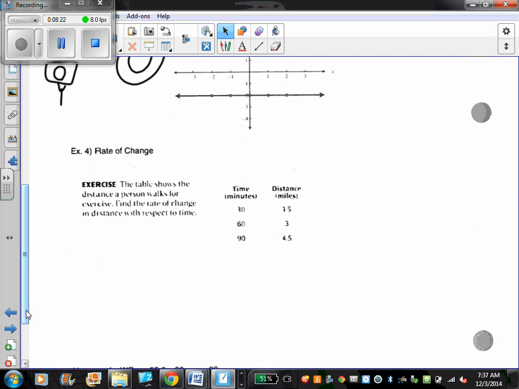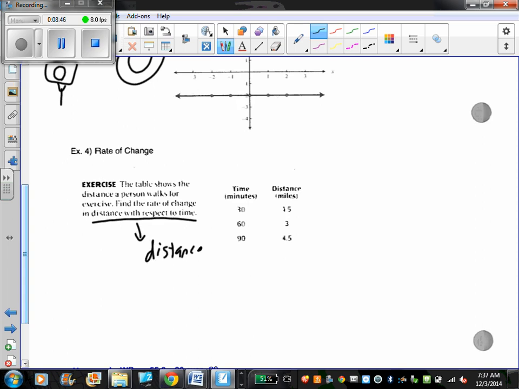Last example, rate of change. This table shows the distance a person walks for exercise. Find the rate of change in distance with respect to time. Okay. So distance over time basically is what that's asking for. So distance with respect to time, this means distance over time. So we just need to find the distance over time that's happening here.